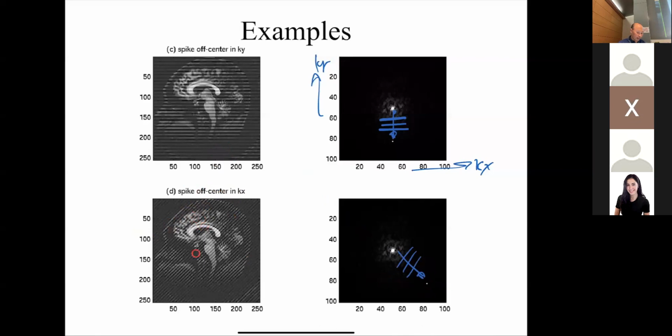So if you ever get an image like this in a clinical exam, you'll have some idea of what happened, right? You'll know, okay, well, there must have been something in K-space that happened at that point, okay? Generally, if they see this, they'll redo the scan. All right.